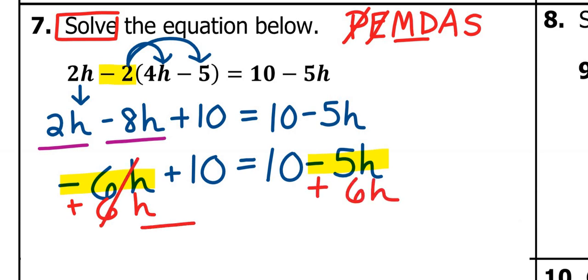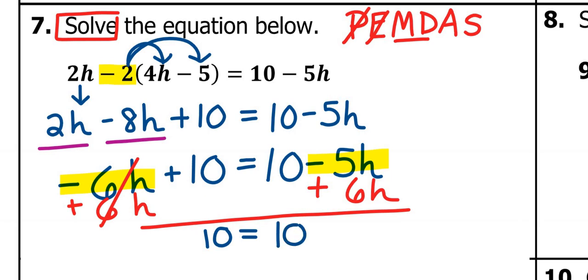That will cancel. So I'm left with 10 equals 10, and then the negative 5h plus 6h gives me a positive 1h, or just h. You don't have to write positive 1h. You just write h.